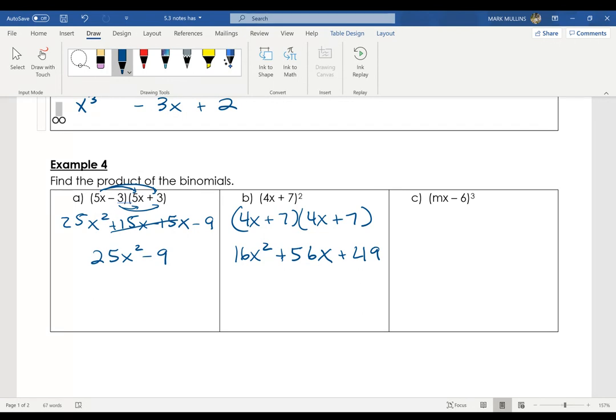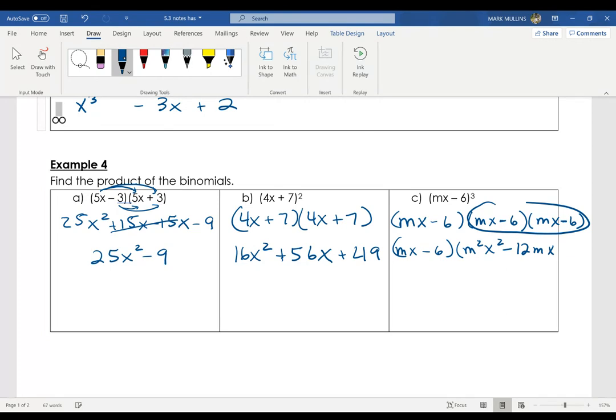So on C, I have something to the third power, and I have two variables. So mx minus 6 times mx minus 6 times mx minus 6. So usually the more complicated it gets, the easier it is to have our remaining factor on the right to distribute. So I'm going to multiply these two first. So I'll have mx minus 6 times, and when I distribute these out, remember we're going to get that first term squared. So m squared x squared. My middle term will be doubled, so instead of 6mx, it'll be minus 12mx. And then my last term is squared again, so 6 times 6 would be a positive 36.